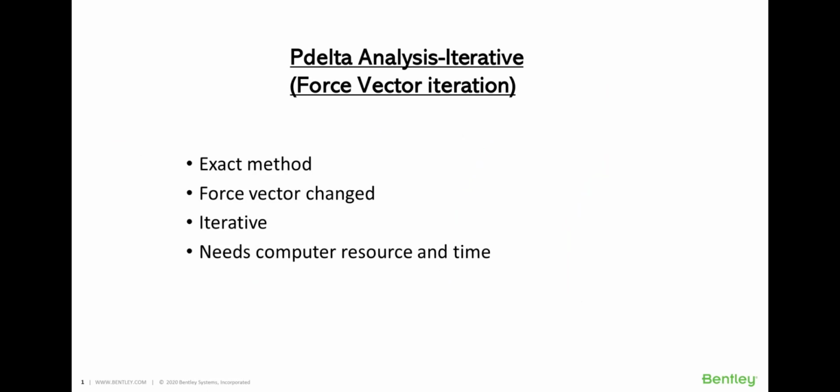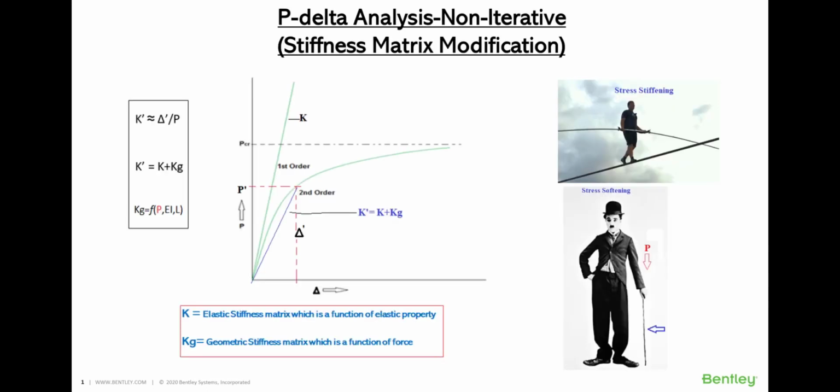Few characteristics of this method. This is an exact method where we are meticulously reaching the response by the iterative process, where the force vector is only changed, keeping the stiffness matrix constant. Now, as this is an iterative method, in a large structure, it might need more time and computer resources.